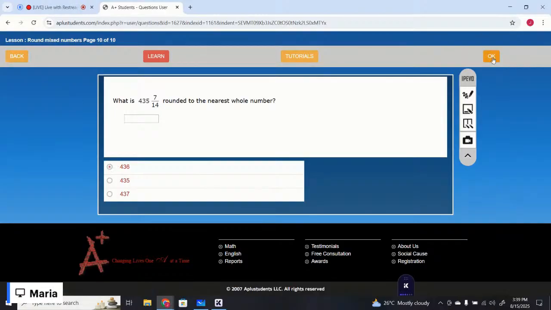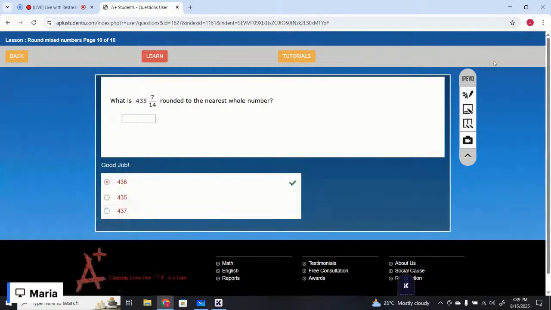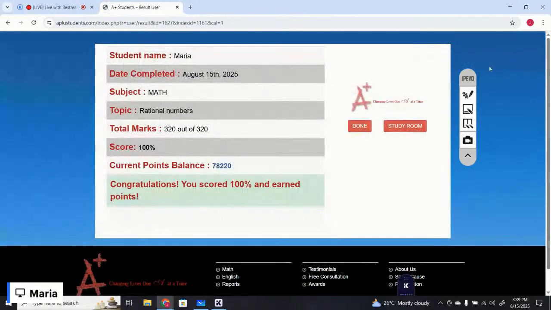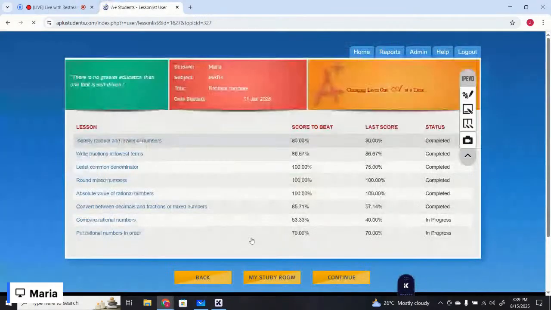Okay, we are done with the lesson. So we were working on grade 7 math. The chapter we were working on is rational numbers. The lessons we have covered today are identify rational and irrational numbers, write fractions in lowest terms, least common denominator, and round mixed numbers.